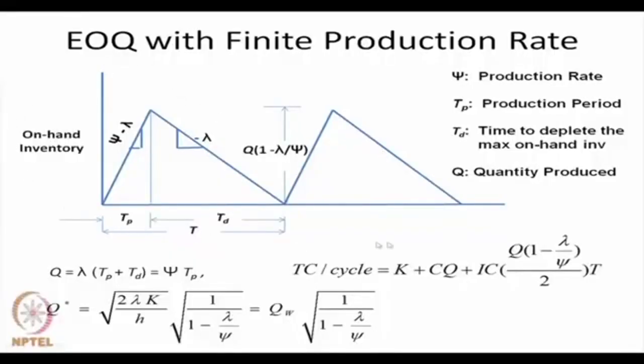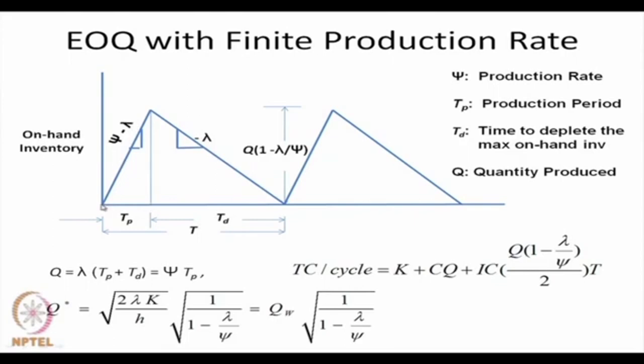We are plotting that case here. We are plotting on hand inventory against time. We are saying that the production facility is used for different types of purposes. For this particular product, whenever there is an order, it produces for some time, we are calling it TP, the production period. So, it is producing a certain amount for this product, and then the facility is used for some other product. Because we are considering only this particular product, we are assuming that TP is the production time, and suppose that psi is the production rate. During this period also, the demand of lambda is taking place.